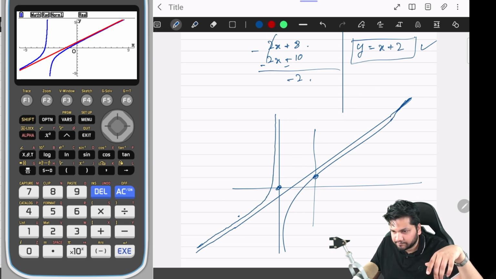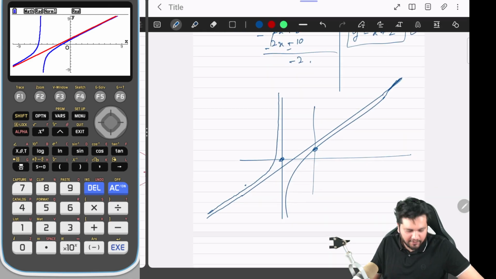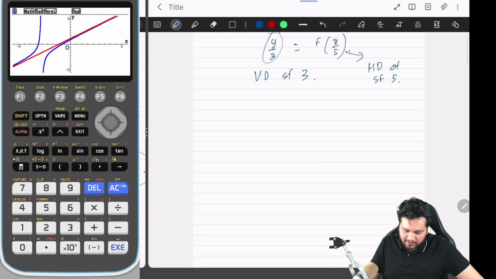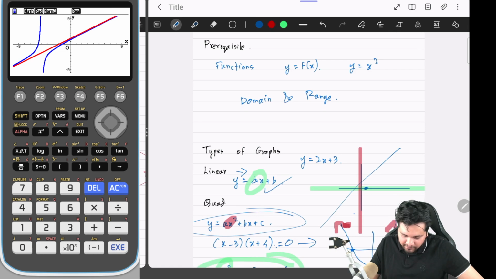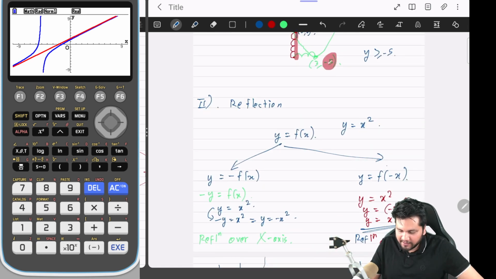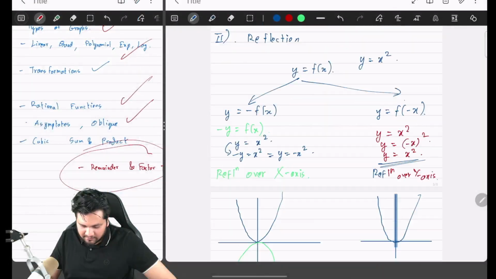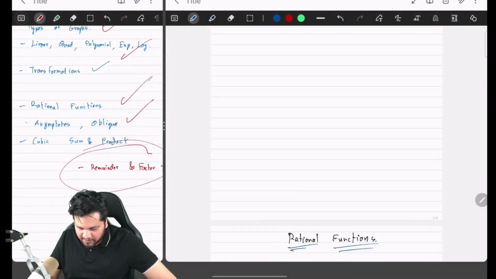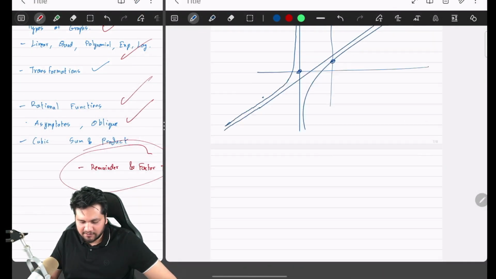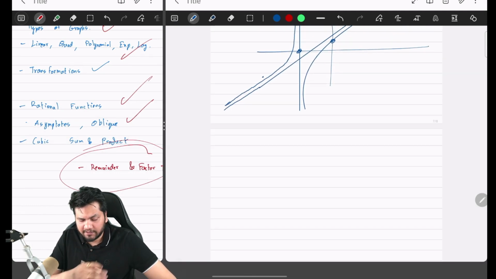That's it. So guys, if you have come this far, we have covered types of graphs, then quadratic, then all types of transformations, then rational functions, all of these things we have covered, including oblique asymptote and all.